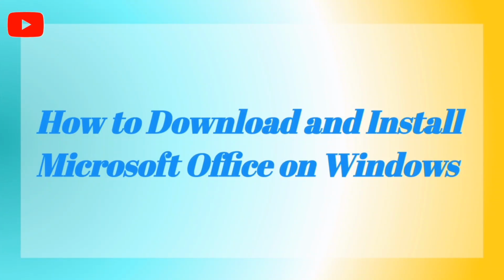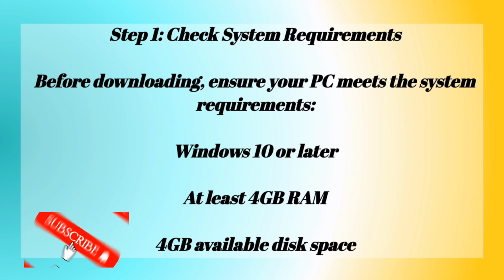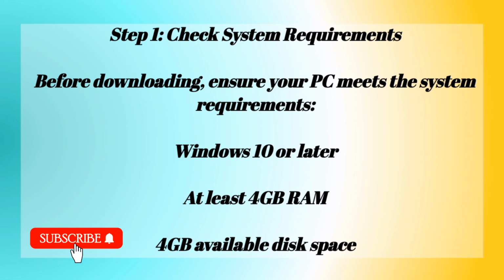How to download and install Microsoft Office on Windows. Step 1. Check system requirements. Before downloading, ensure your PC meets the system requirements. Windows 10 or later. At least 4 gigabytes RAM. 4 gigabytes available disk space.